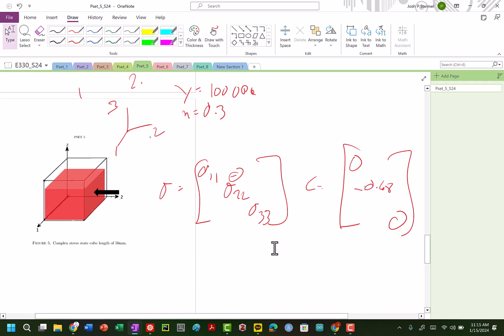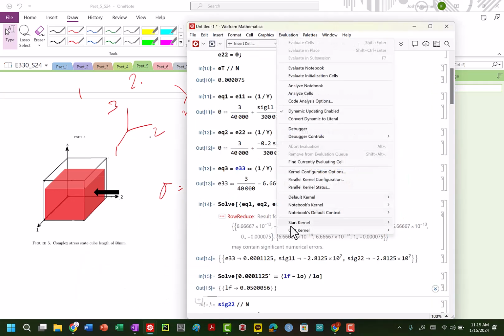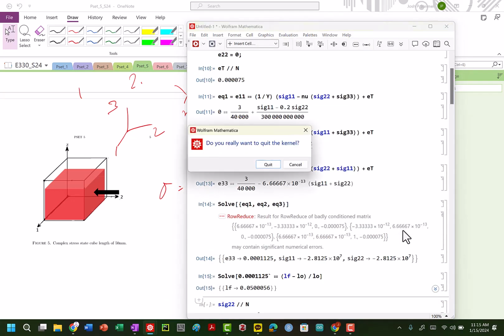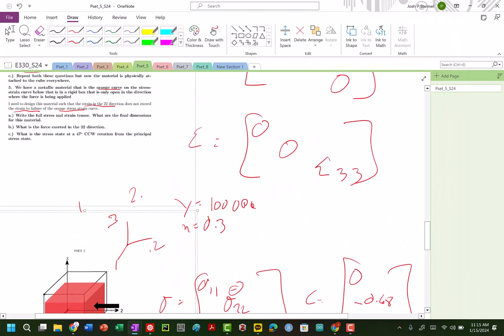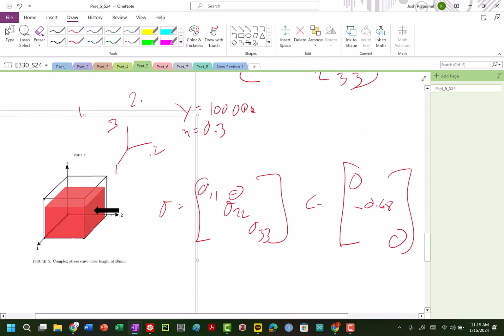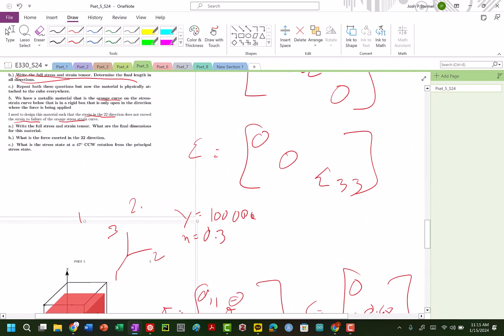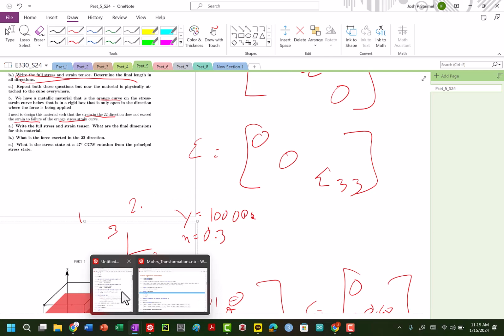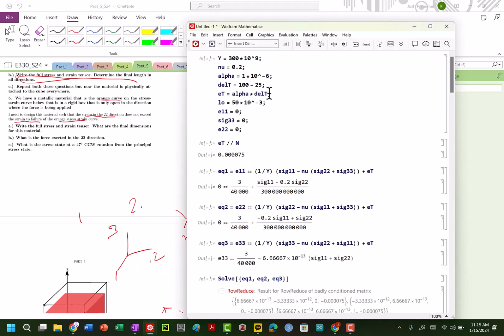So let's go ahead and solve the problem. We're going to pull up our notebook. We are going to, again, quit the kernel. In this problem, do we have any temperature changing? No. So this is a nice problem because we don't have any temperature changes. So we can go ahead and get this moving. Let's make sure our Mathematica is going. We can forget about alpha and delta T here. So I'm just going to change delta T to 0.